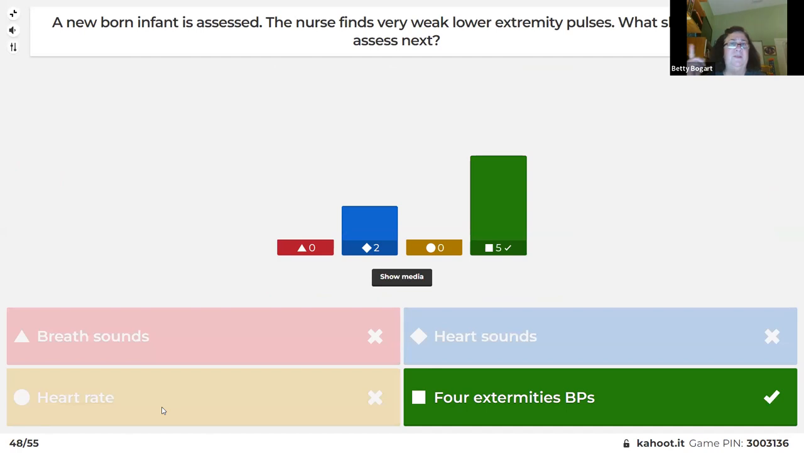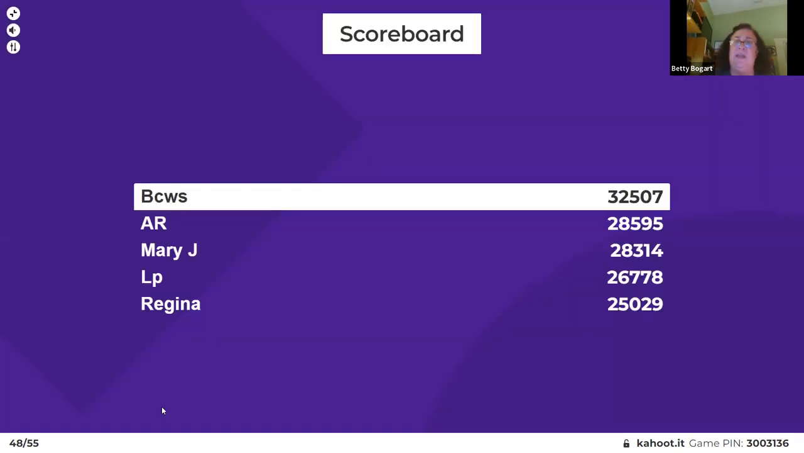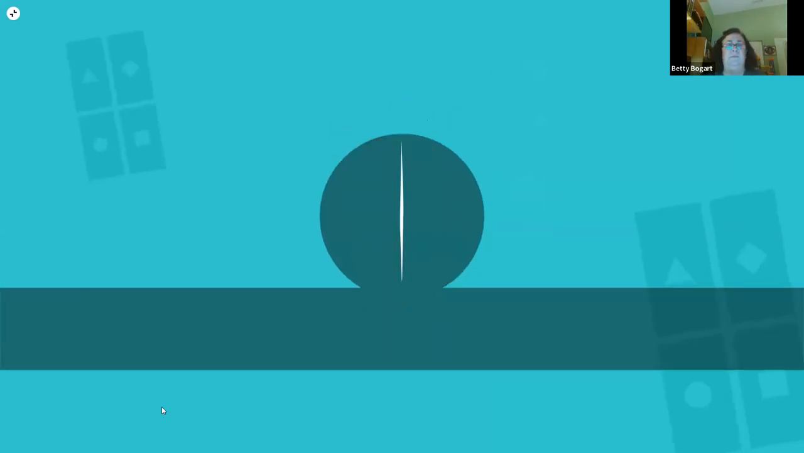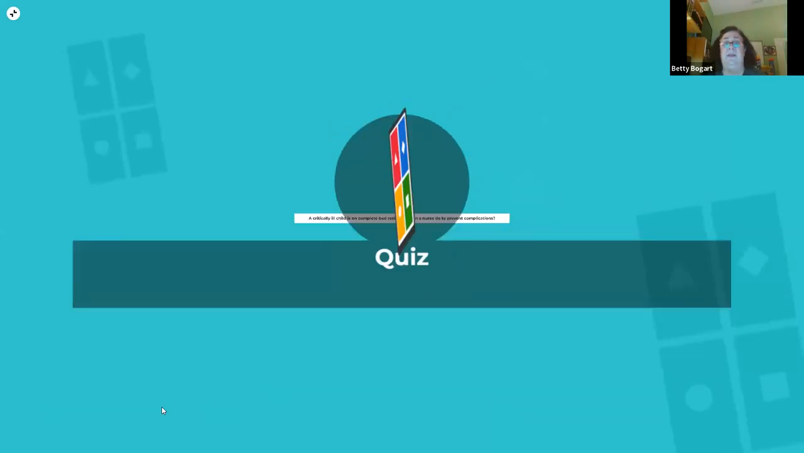Well, I'm going to suspect coarctation of the aorta, right? So if we do four extremity blood pressures, I'm going to see higher blood pressures in the arms and lower in the legs. So now the physician has the information they need and can now do an echocardiogram and do the treatment, which is surgery.